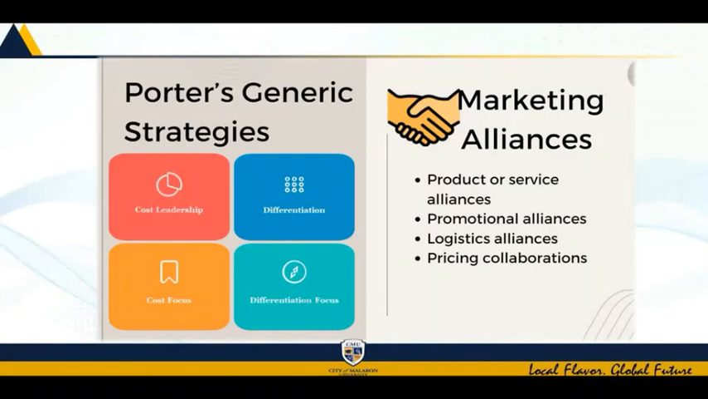And also, we have here the promotional alliances. So, one company agrees to carry a promotion for another company's product or services. So, like for example, ayan, yung mga supermarket natin, okay, they promote the products of their tenants. Ayan. So, nagkakaroon sila ng tinatawag na promotional alliance.